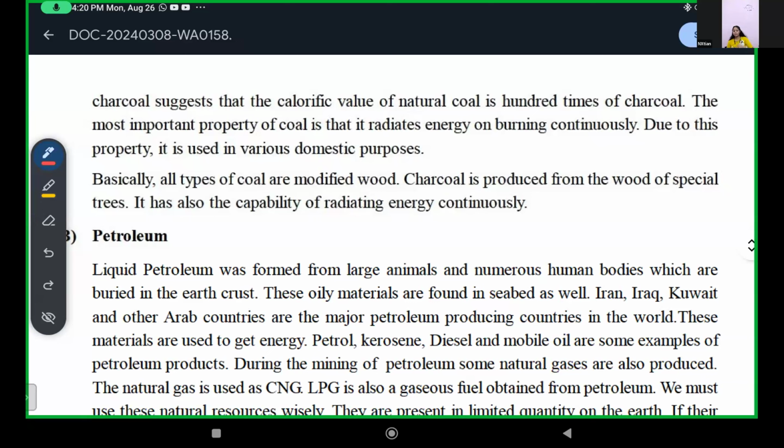Basically, all types of charcoal are modified wood. Charcoal is produced from the wood of special trees. Also, it has the capability of radiating energy continuously.